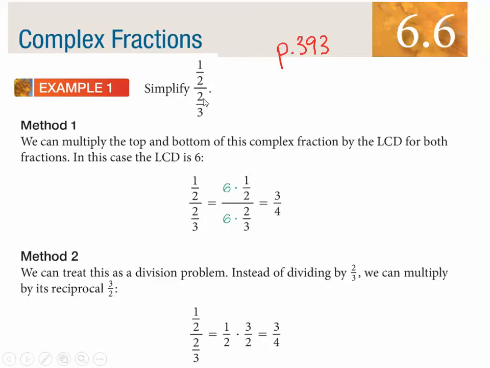Alright, how do we do that? Again, there's 4 problems here, but as a quick example, there's 2 different methods to do it. Method number 1 is you find a common denominator. So the 1/2, 2 is the denominator, 2/3, 3 is the denominator. Common denominator of 2 and 3 is 6. And we're going to multiply both top and bottom by 6. But real quick here, what are we actually multiplying by?